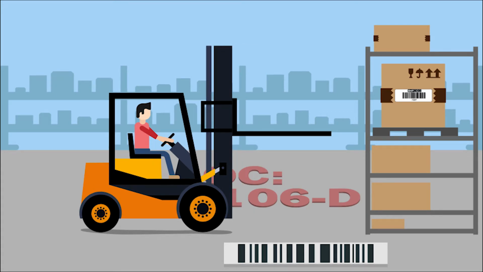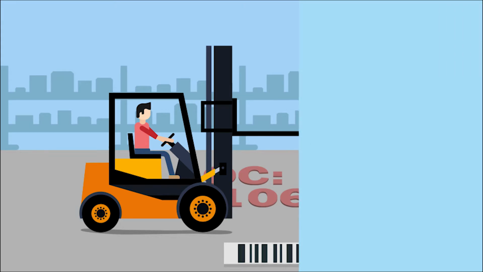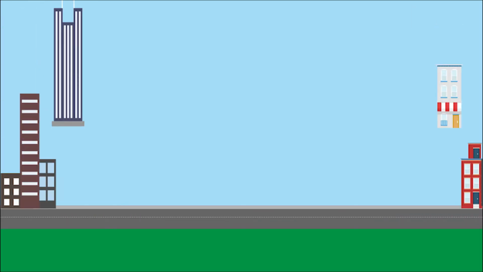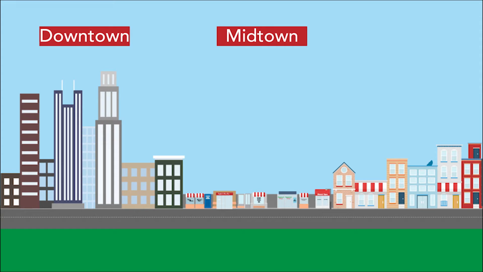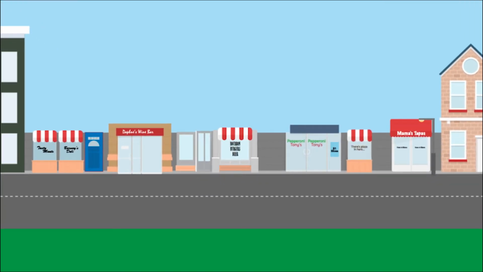To further explain, I want to give you an analogy. Imagine the city you live in, or the city you grew up in. Chances are there are different areas in your city. Maybe you have downtown, the business district, midtown, the dining district, and uptown, which is mainly housing. These are your zones. So if someone wants to grab a bite to eat, you tell them to head to midtown. You tell them there's a great burger joint.